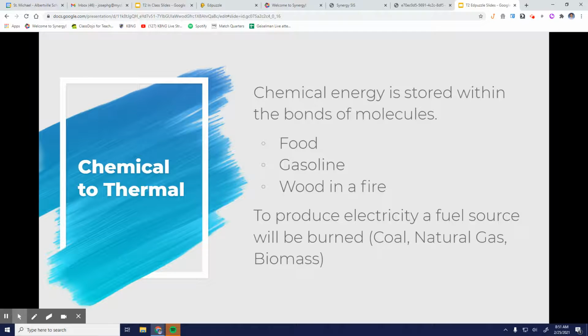To produce electricity, and this is where we're really focusing, is on that electrical production in a power plant. That fuel source needs to be burned. This could be coal. This could be natural gas. My classes saw the cow power that uses methane gas. It could also be biomass. All of these can be burned, all right, and that burning releases that chemical energy into thermal energy.